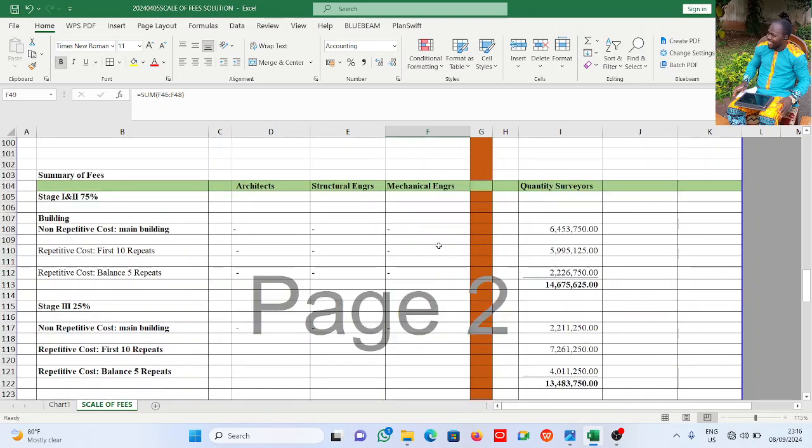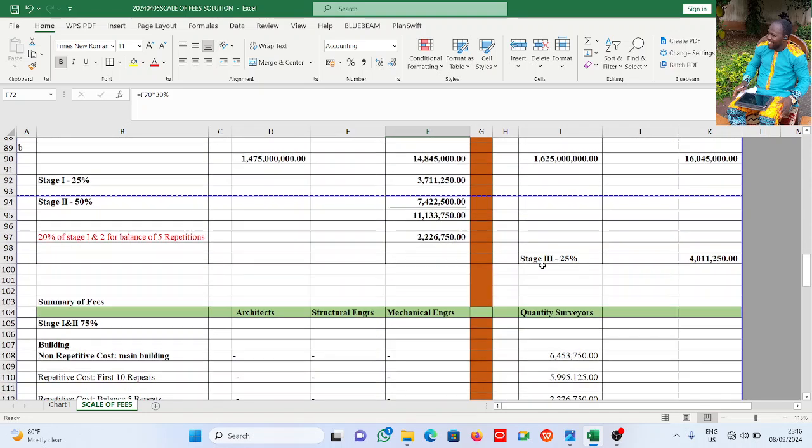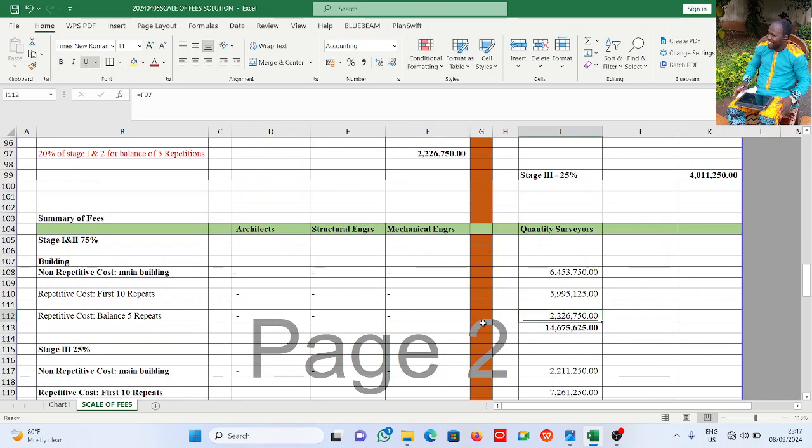Now for first time repetition, it is after 30%, it is this. See it here, this is it here. Right, now the same thing goes for the next. Remember this, we just did this one now. Alright, this is it here.